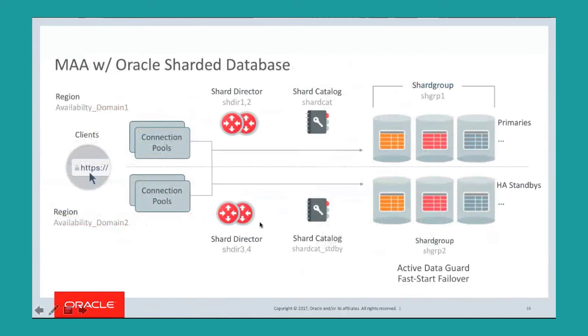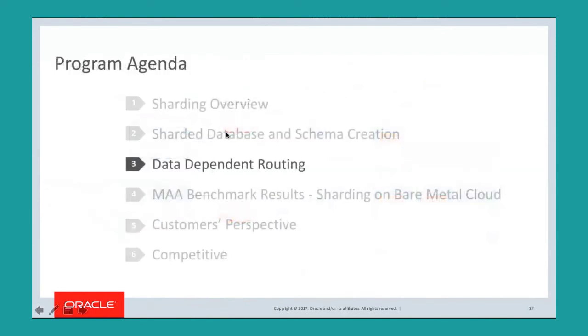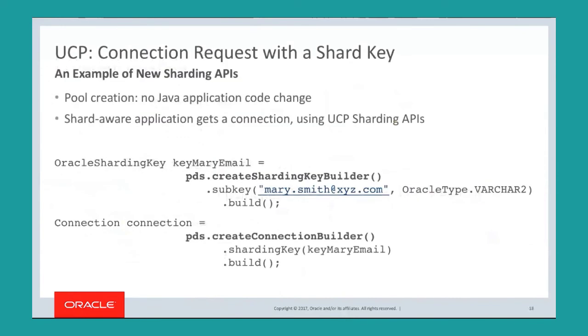Okay? So bottom line is there is no single point of failure, whether it's catalog, whether it's shard tier or at the shard director level. Okay? Here comes the most important one. We talked about the deployment. We talked about the schema requirements. We talked about how we create a sharded schema and the duplicated tables, etc.